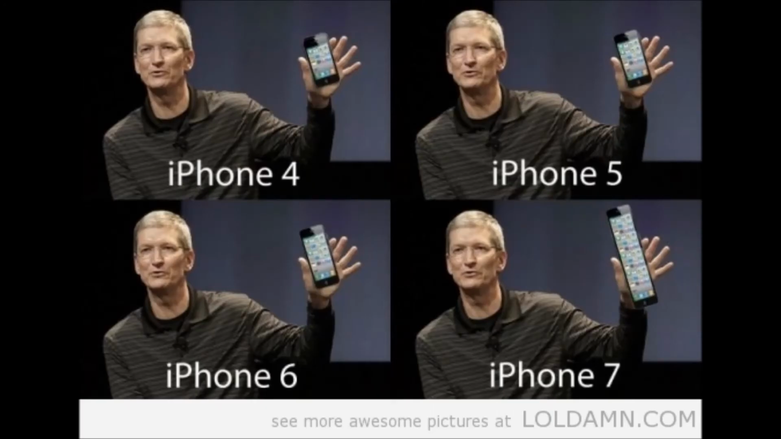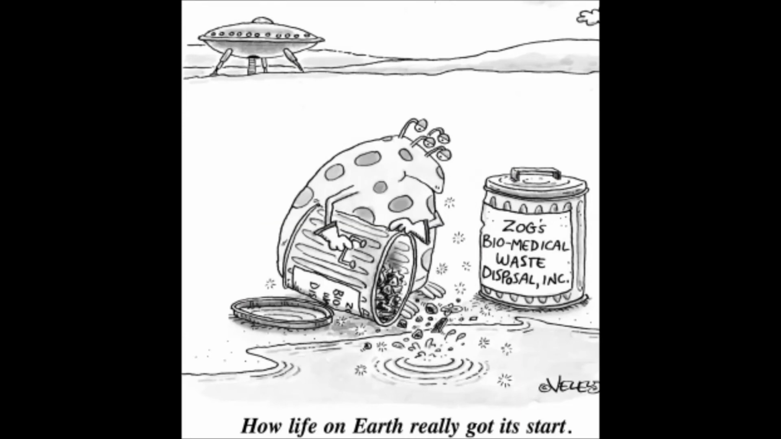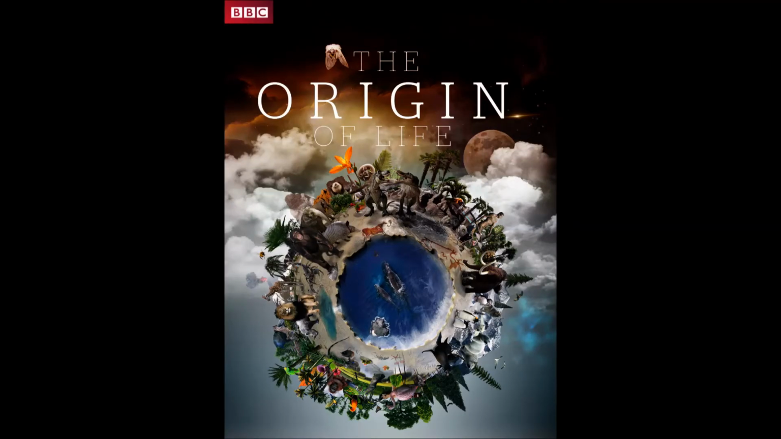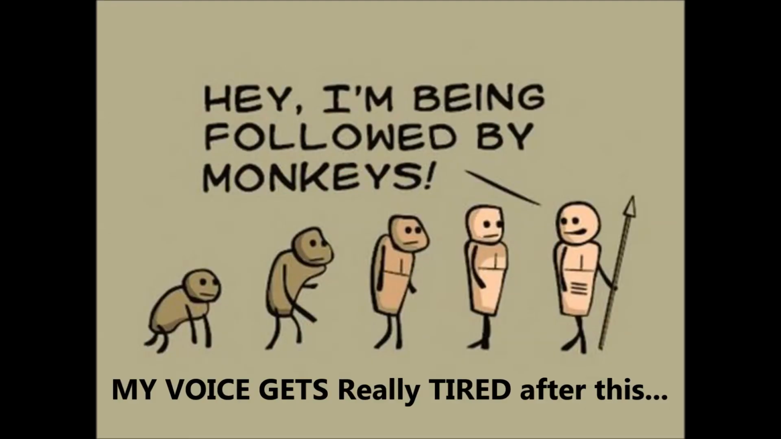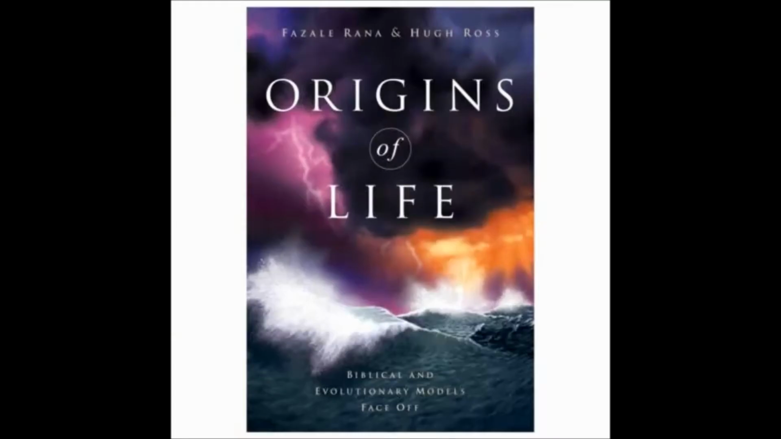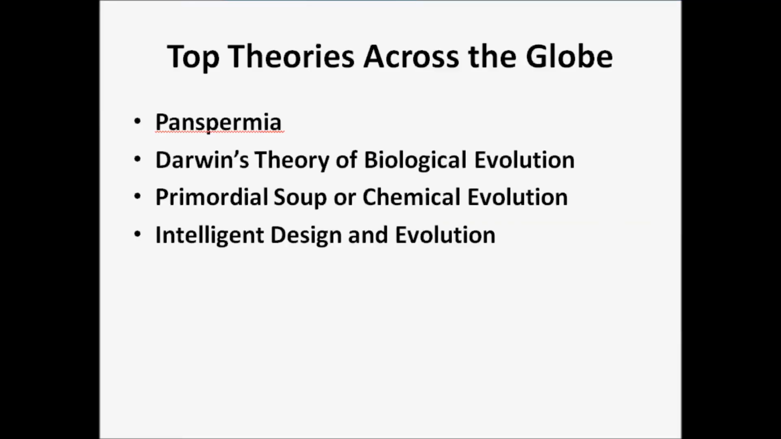Since evolution is a broad topic, I cannot explain all the things and all the theories, the bunch of origins of life theories. There are so many, but Miss Mosa wanted me to cover a new thing in this evolution topic, so I just picked origins of life because it sounded interesting. 100% proof on origins of life does not exist, but many scientists are still researching to find the answer. Sorry if I can't pronounce this, but here are some top theories across the globe: panspermia, Darwin's theory of biological evolution, primordial soup or chemical evolution, intelligent design and evolution.